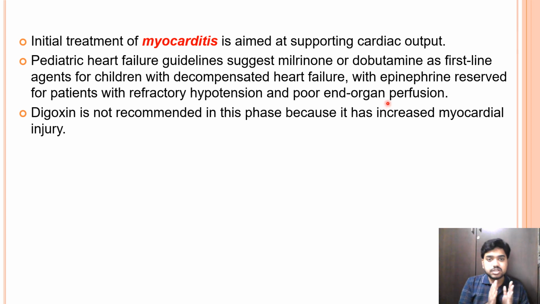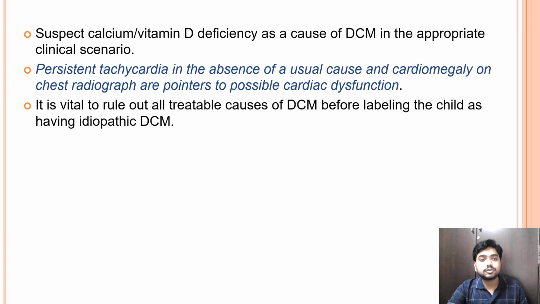So whenever a child is landing up in heart failure but is able to maintain good tissue perfusion with good blood pressure, then always your drug of choice will be milrinone or dobutamine. Whereas if the child is already decompensated and is having hypotension and end organ perfusion impairment, then you can't go for using your milrinone or dobutamine. Then you have to always go up with your epinephrine. Digoxin is usually not recommended in this phase because it has increased myocardial injury cases.